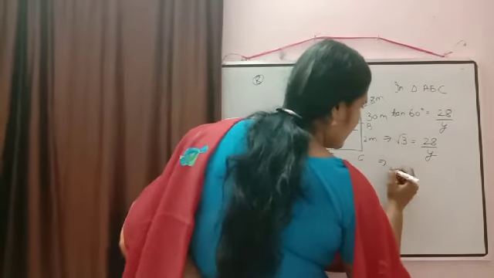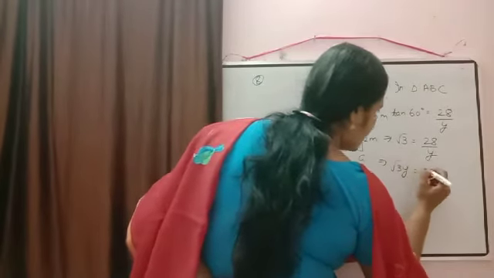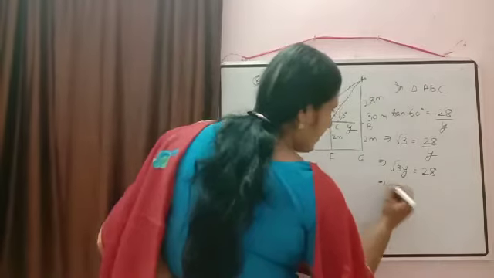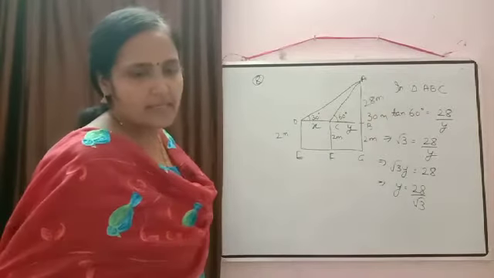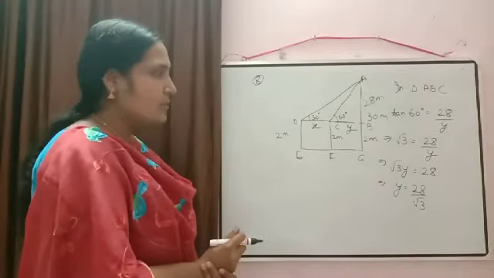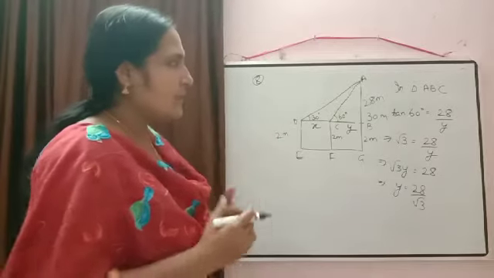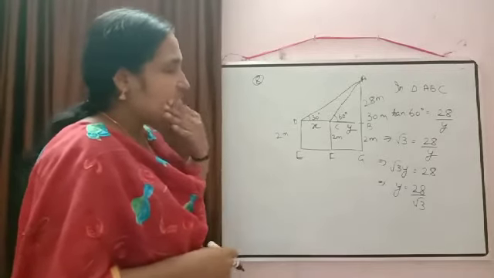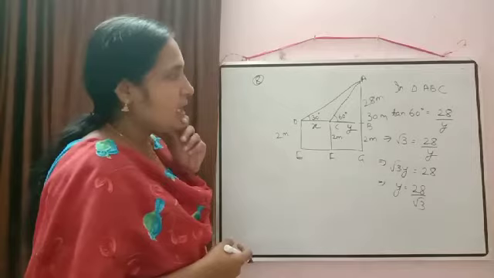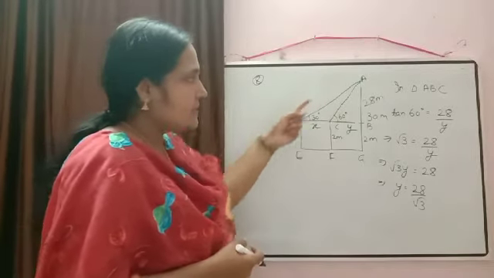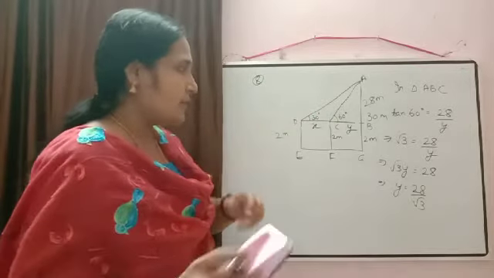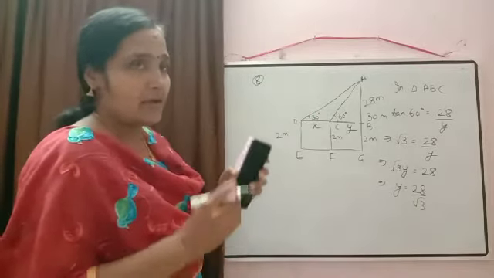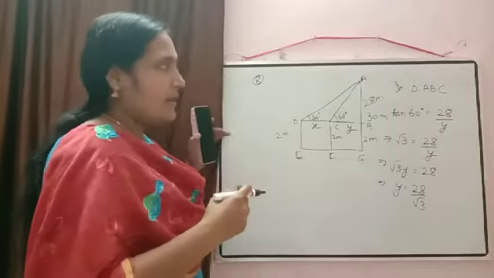So shifting y here, it will come root 3 y is equal to 28, or we will get y is equal to 28 by root 3. So we got y is equal to 28 by root 3. Now can we calculate x also? How will we calculate x? Because x is in this triangle only, but that is not a right triangle. The concept of trigonometry we can use in a right triangle only. So can you name that right triangle?